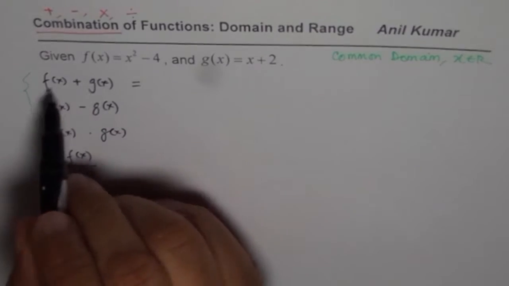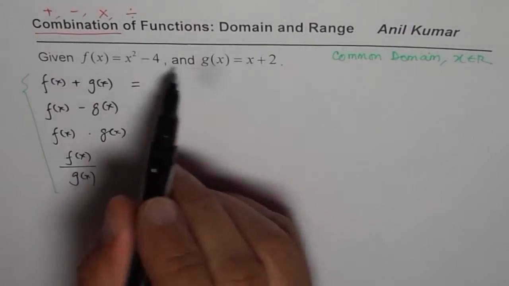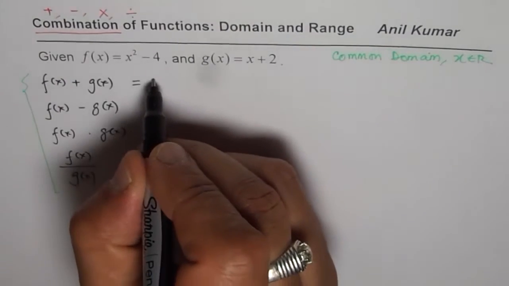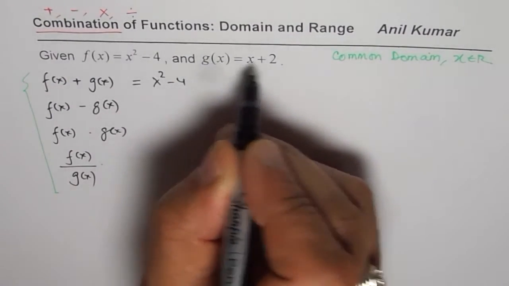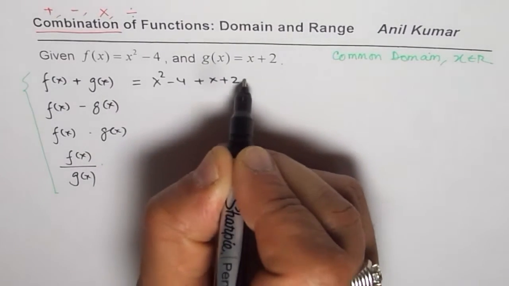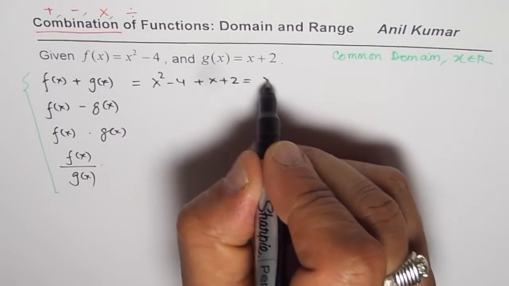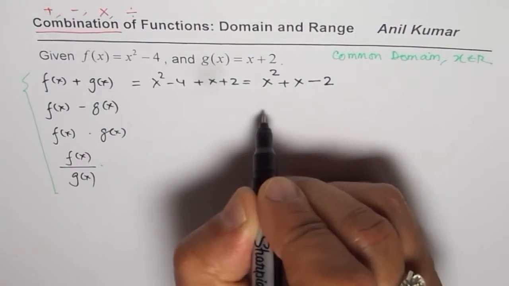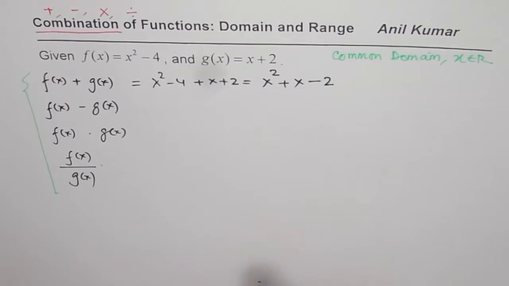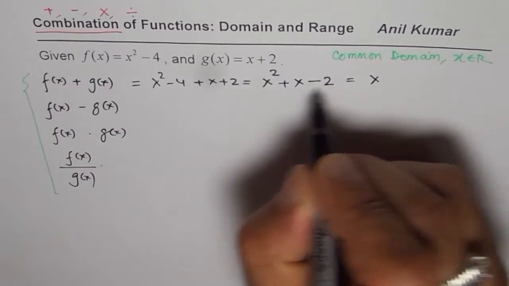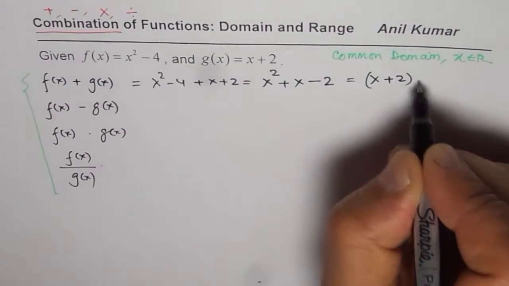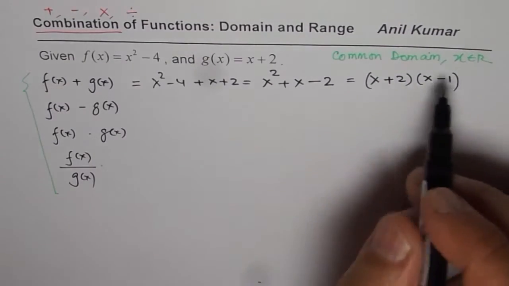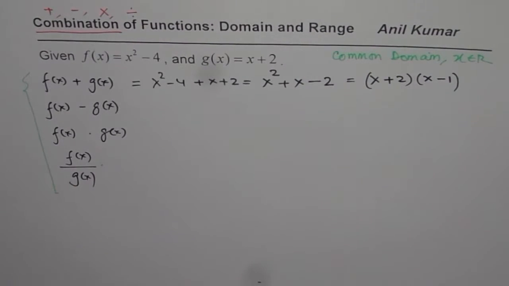Okay, so let's begin with the combination which is the sum of these two functions. Let's write down x squared minus 4 plus g of x, which means plus x plus 2, right? Now that becomes a quadratic expression which I could rearrange and write as x squared plus x minus 2. We can factor this and write it as x plus 2 times x minus 1, right? So that becomes the quadratic function. Now from this function you can always write the domain and range.